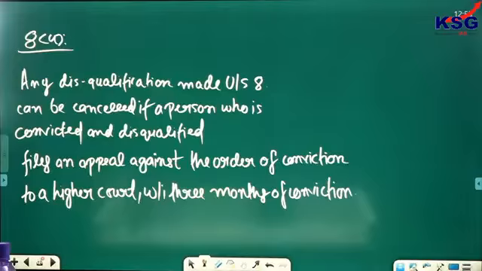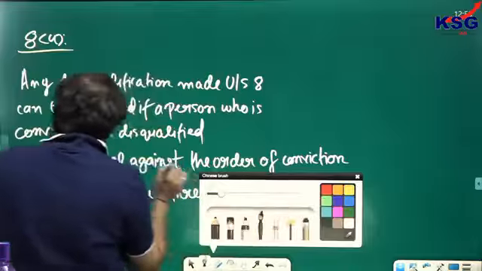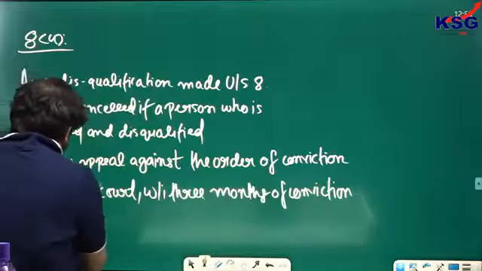What did this provision say? That if any person is disqualified under section 8, that disqualification can be cancelled. That is, that person can restore his membership as a member of parliament or MLA if that person who is convicted and disqualified files an appeal against the order of conviction to a higher court within 3 months from conviction. You see the point? This is the interesting part about it. If a person can file an appeal, just filing an appeal is enough.